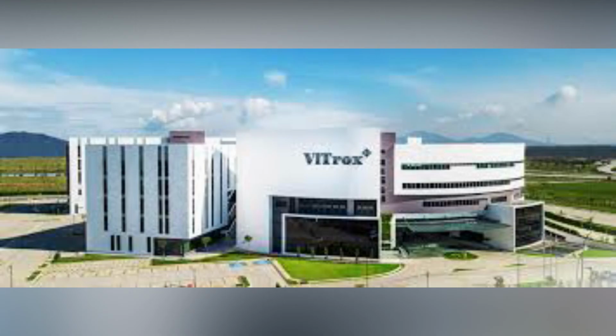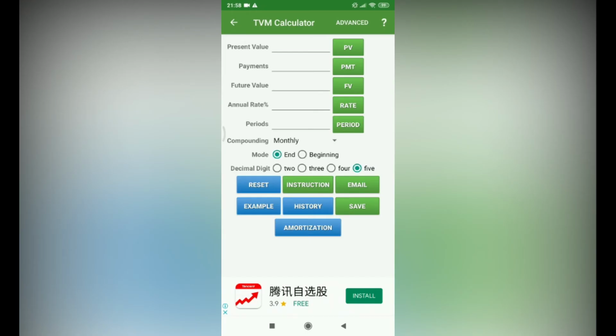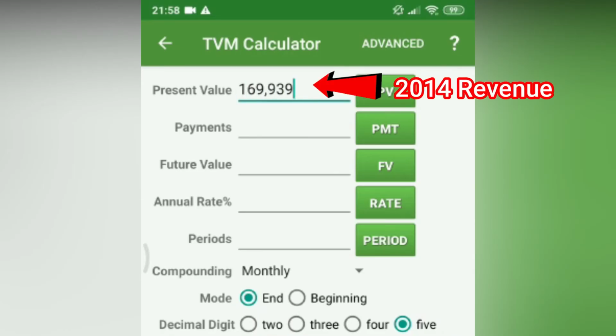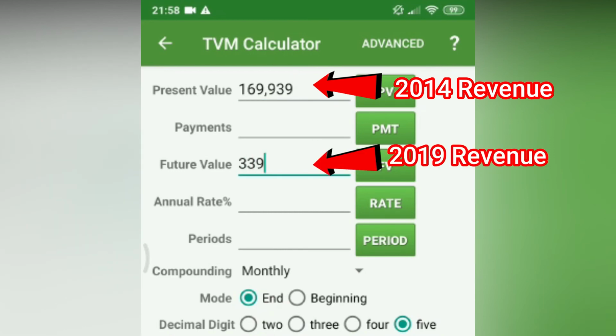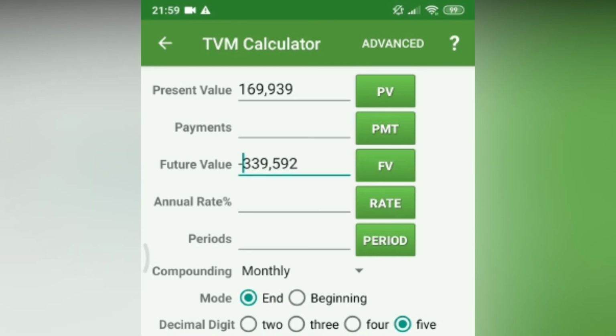Let's use Vitrox as an example and calculate its 5-year CAGR for its revenue from 2014 to 2019. From its annual report, we'll need to find out the company's 2014 revenue, and we'll key in at the present value, and also we'll key in its 2019 revenue at the future value. Do take note that at the future value box, you'll need to put a negative sign before the number. And after that, since we are calculating its 5 years growth, at the period box, you just want to key in the number 5 over there.